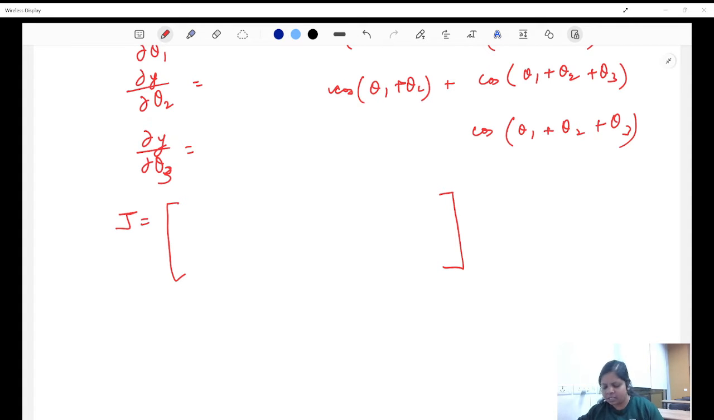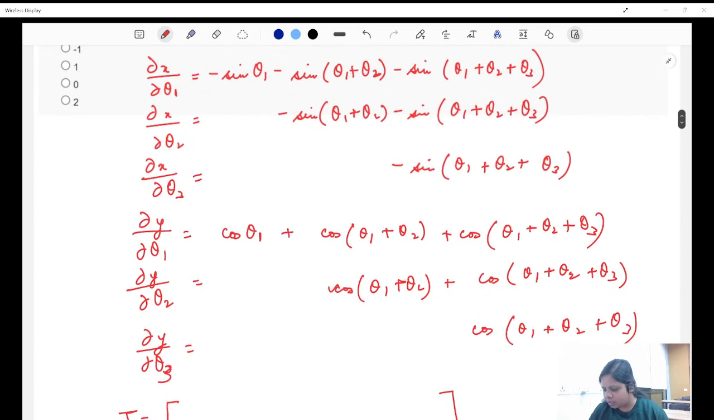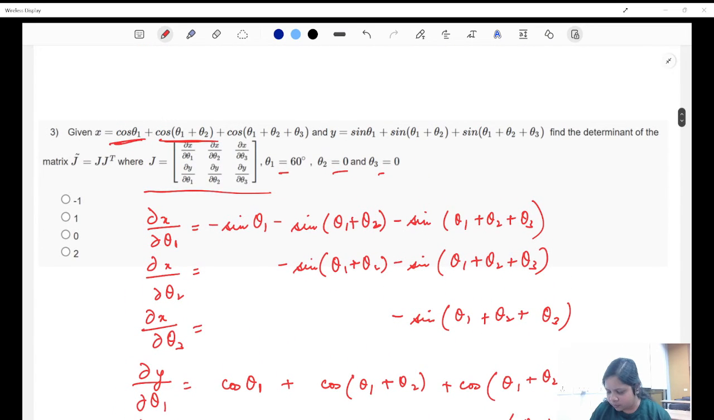Okay, does anyone have the answer to this question? Is it zero? Sorry? The answer is zero. Which answer are you talking about? The options given are minus 1, 1, 0, and 2. Actually, my matrix is for getting the determinant. Did you reach till the determinant?